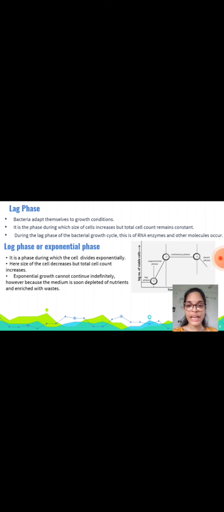The first phase is the lag phase. This is the first phase of the bacterial growth curve. Here there is no growth of the bacteria taking place. Only the size of the bacteria is being increased. There is no net increase in the number of the bacteria.